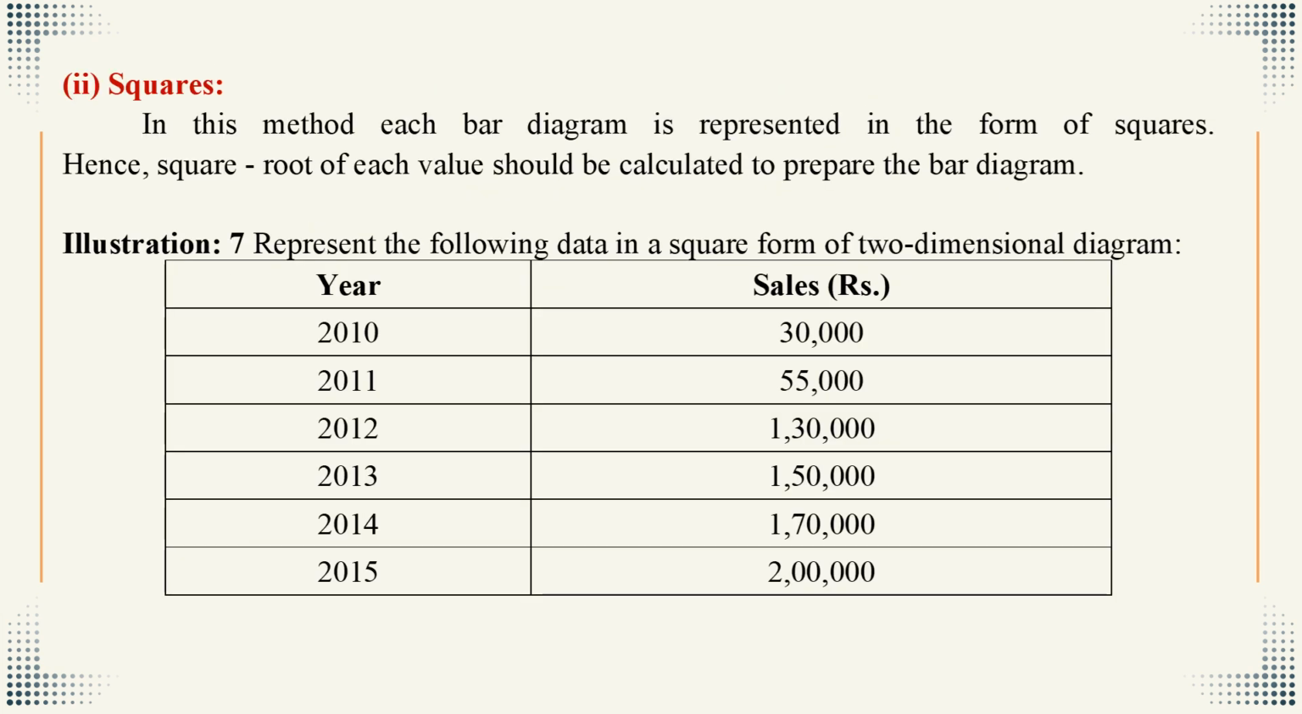The next one is squares. In this method, each bar diagram is represented in the form of squares. Hence, the square root of each value should be calculated to prepare the diagram. To explain it, a problem with year and sales for different years has been given.